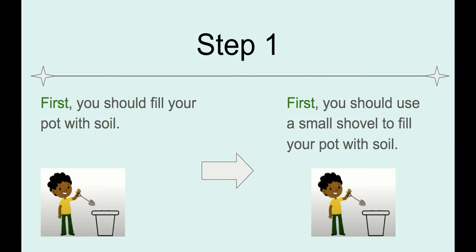Then I realized she didn't know what to use to put the soil in the pot. She was using her hands, which I guess there's nothing wrong with that, but it's not a way to fill a pot with soil. So I changed my sentence to, first, you should use a small shovel to fill your pot with soil. That is much better. I added that detail, way more clear what you should do.